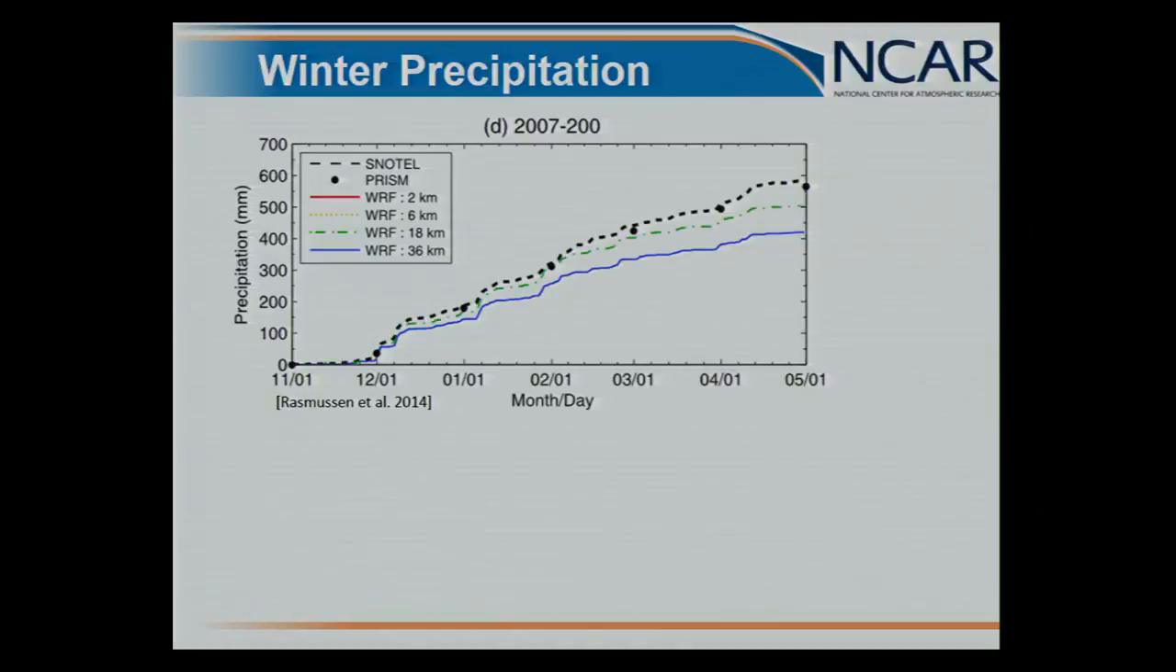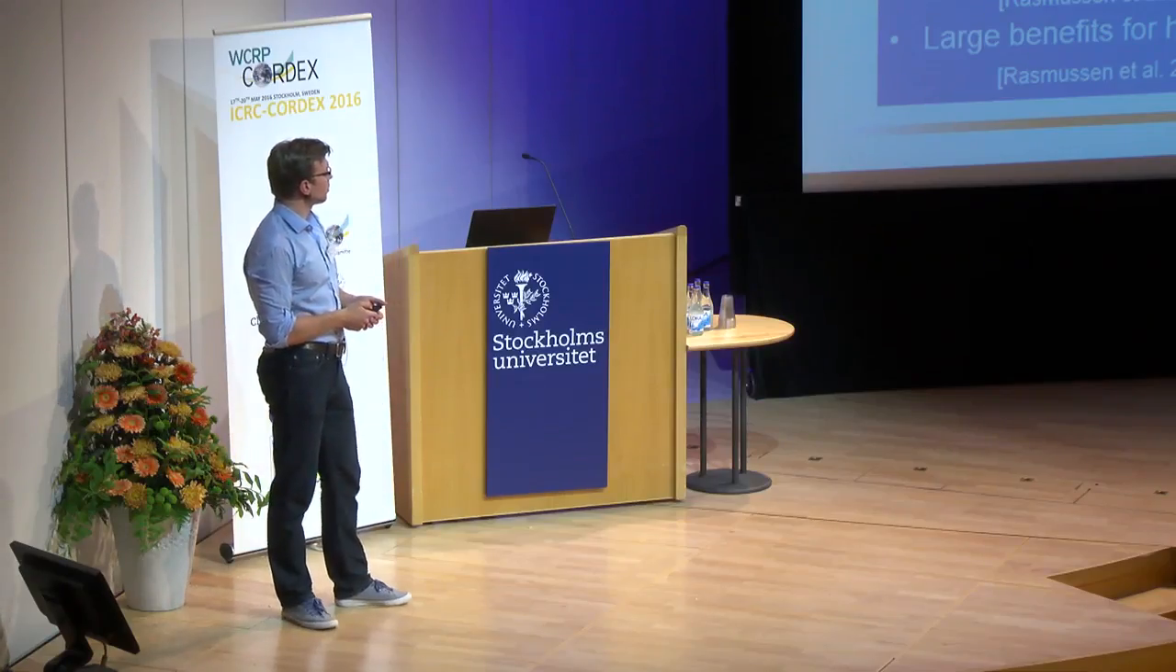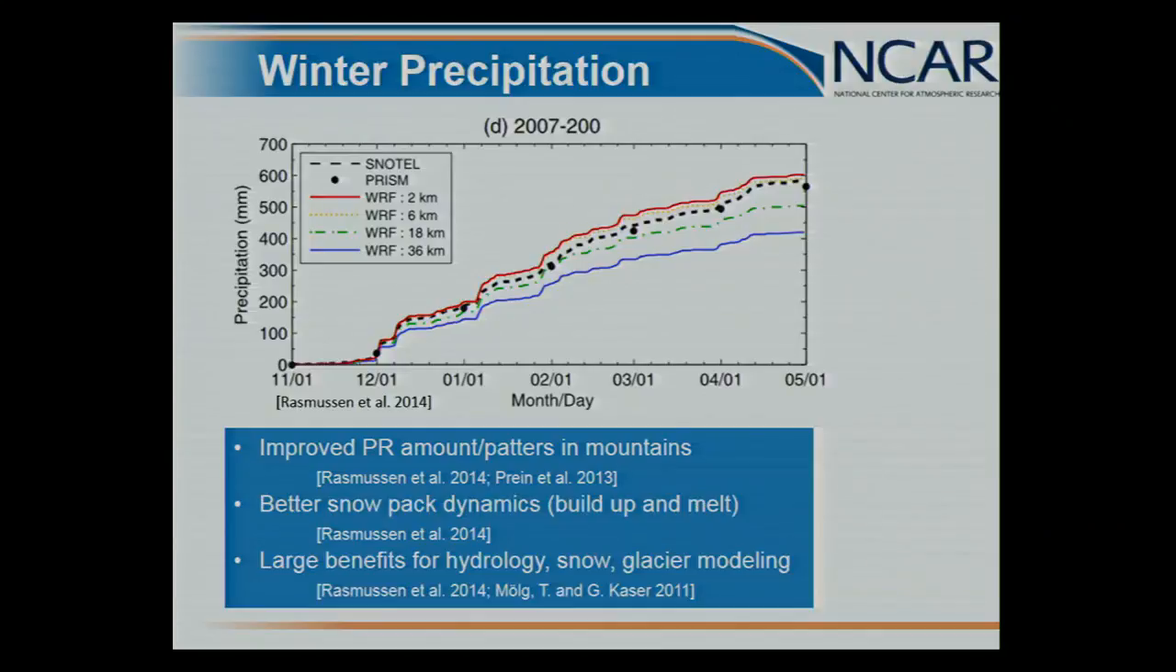However, if you increase the grid spacing step by step, you really get closer and closer to the observations. So once you have 6 kilometers, you're very close to what you really observed. And this is, of course, very important if you think about the building and the melting of the snowpack in this region, and has large effects on the hydrology and snow and glacier modeling.